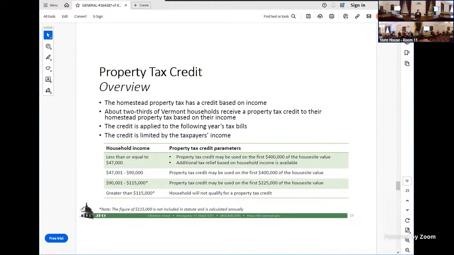I will also put in another plug, JFO's fiscal facts, which we put out usually in March, has a property tax relief history going back into the 1970s. So you can literally look through and see, okay, when was the 400 brought down from 500, when those tweaks were or were not made. Thank you.